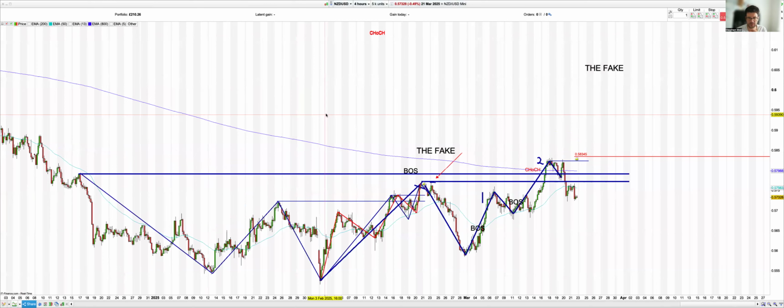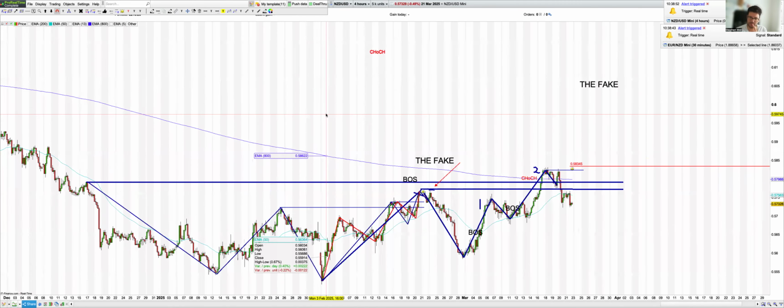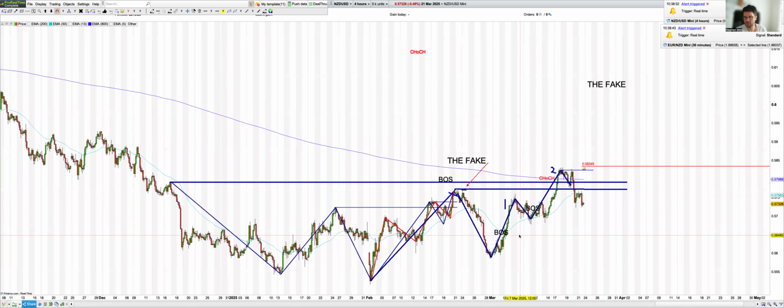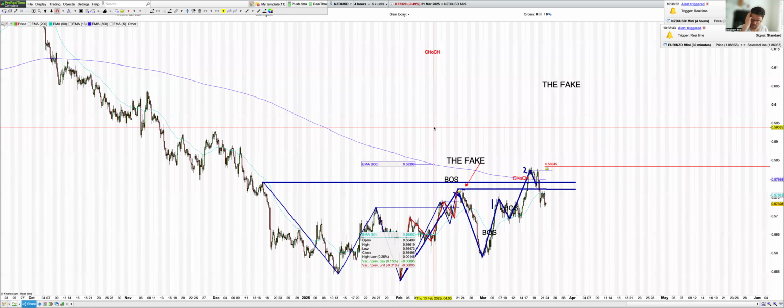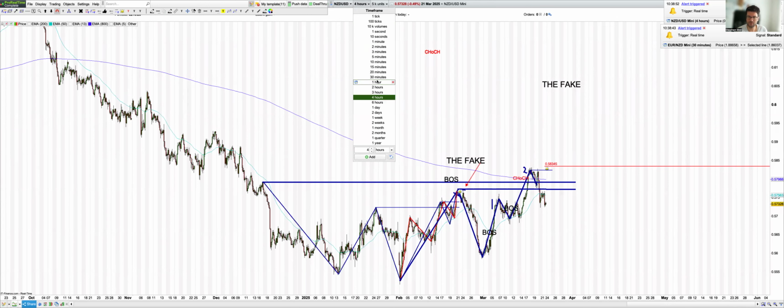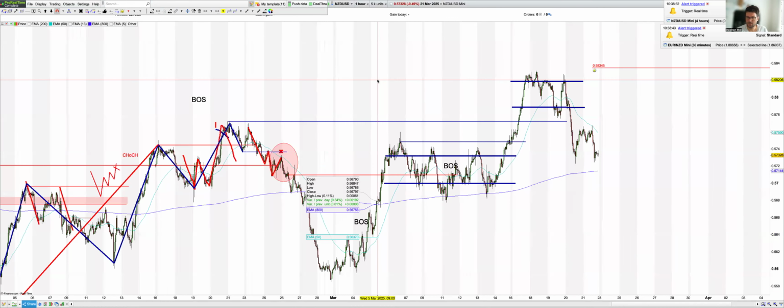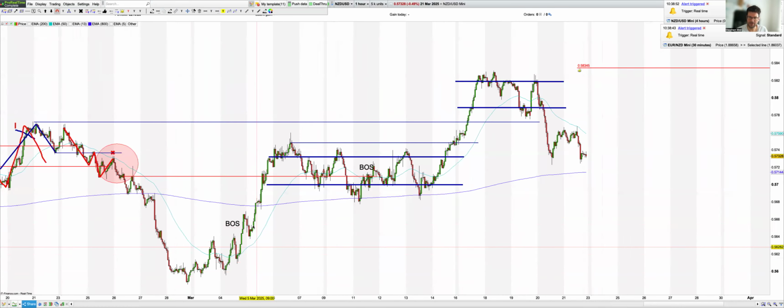NZD USD is much like AUD USD. It has made an important move here. This is one and this is two. And for me, it's a little bit tricky to work out. It looks simple enough, but there's a little bit. So we've made the structure here. You can see the W, first zone, second zone. The only thing I could think that they're trying to do here is make this W structure.